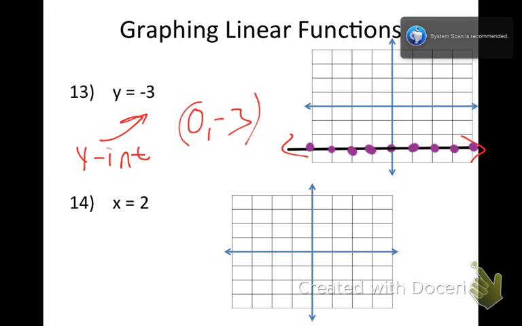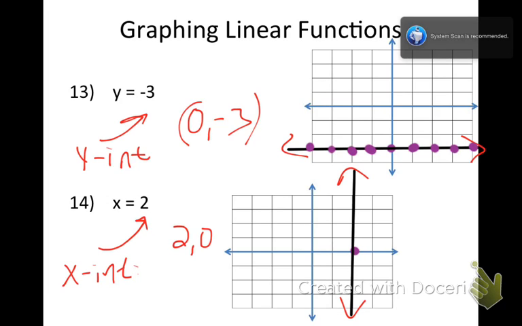Now let's try this one. x equals 2. What is this? That's my x-intercept. So there's my x-intercept too. What type of line am I going to get now? I'm going to get a vertical line, because now my coordinate is 2, 0. And if you think about it, all of these coordinates are where x equals 2. So that gives me a vertical line.